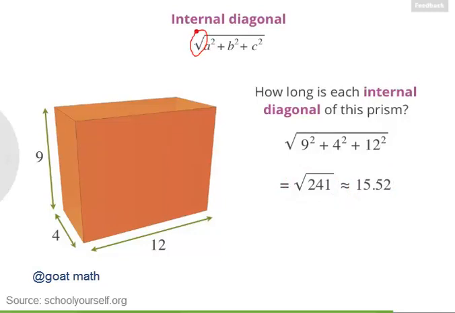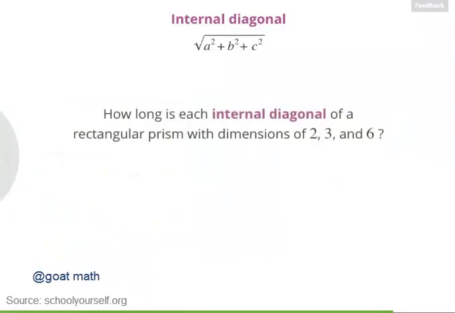So because there's a square root right there in the formula, a square root that comes from the Pythagorean theorem, you'll often get square roots in your answers. But sometimes the numbers work out nicely. So finally, find the length of an internal diagonal in a rectangular prism whose dimensions are 2, 3, and 6.